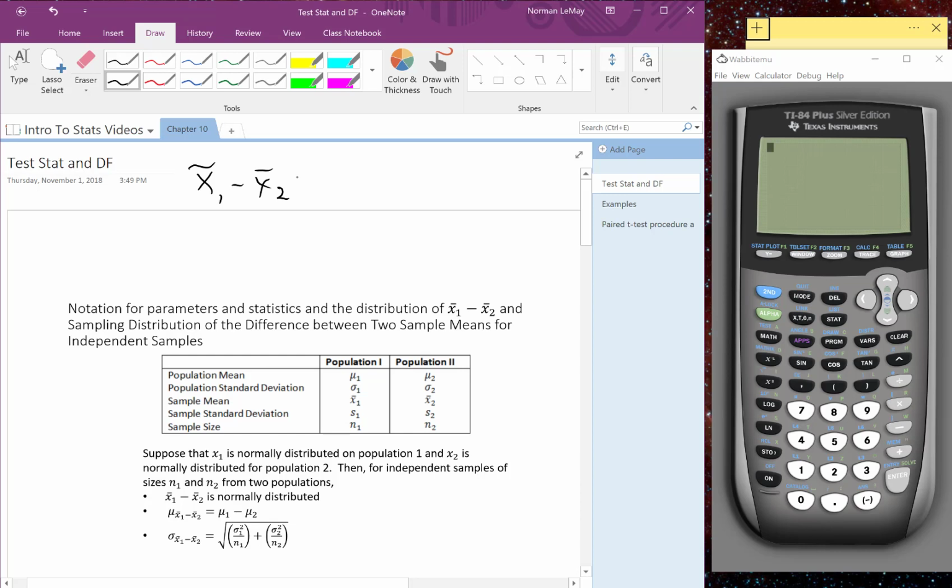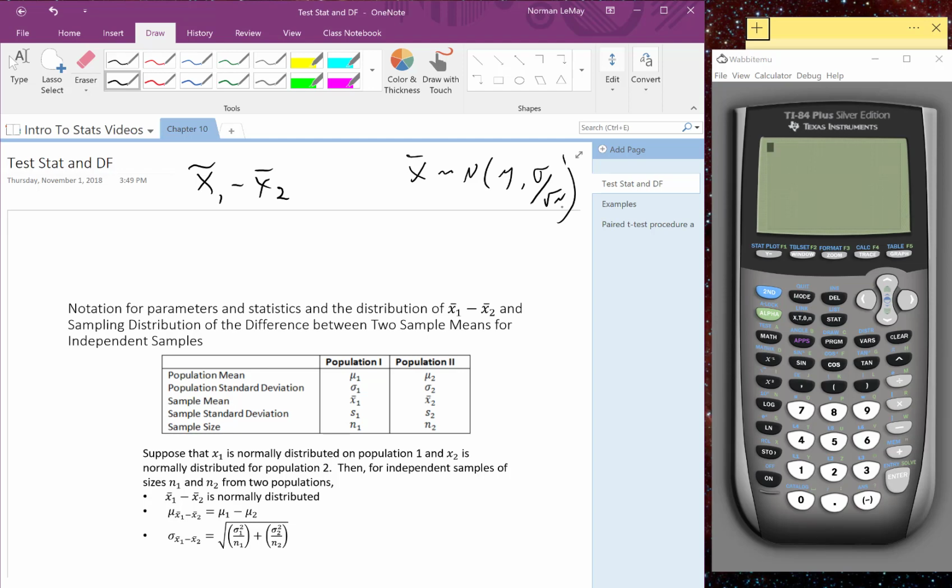So what we have to come up with now is the distribution. If you'll recall from previous discussion, we talked about the distribution of x bar, and we found that it was normal with a mean of mu and a standard deviation of sigma divided by root n. So that's the distribution of x bar. Now the question is, what is the difference between two x bars?